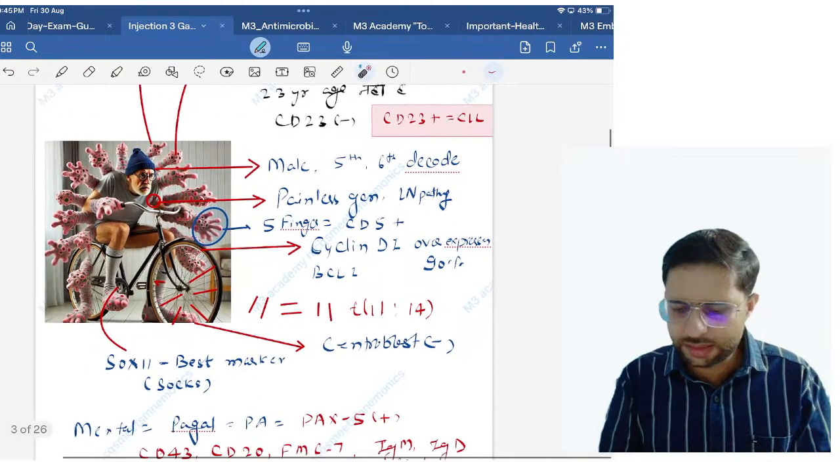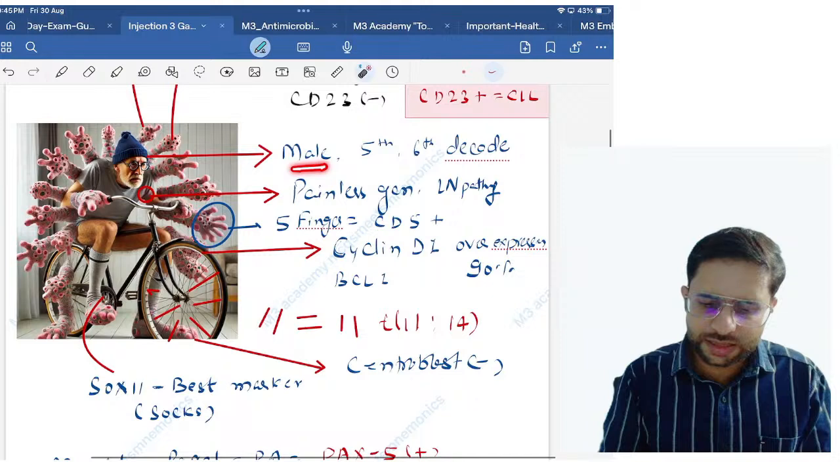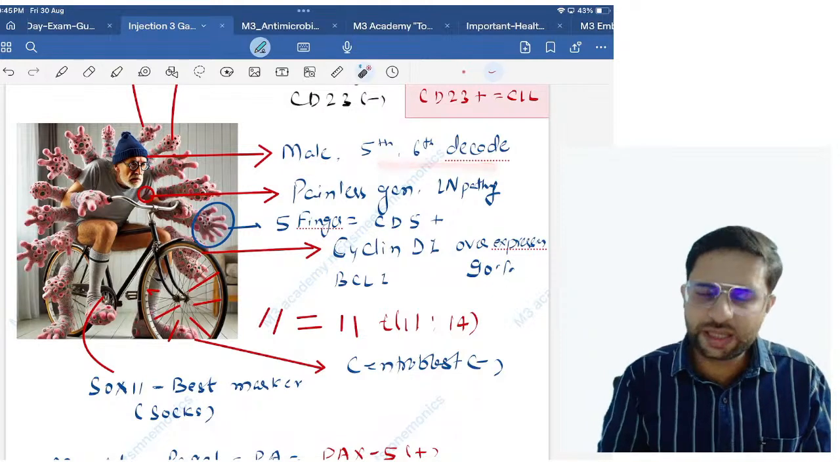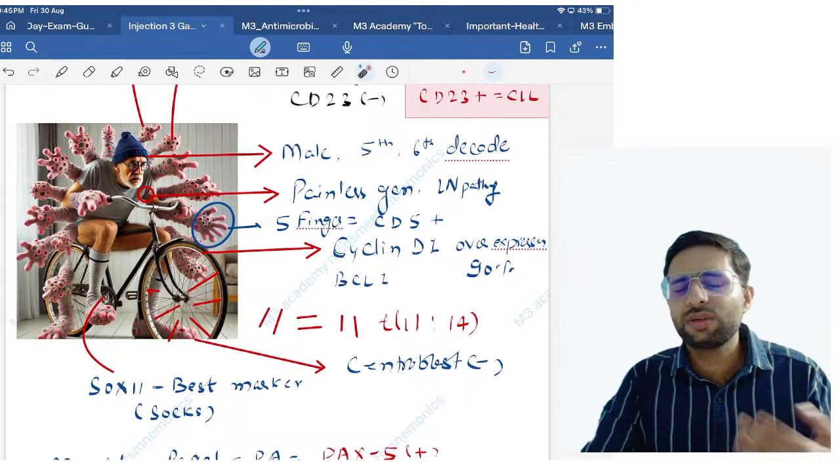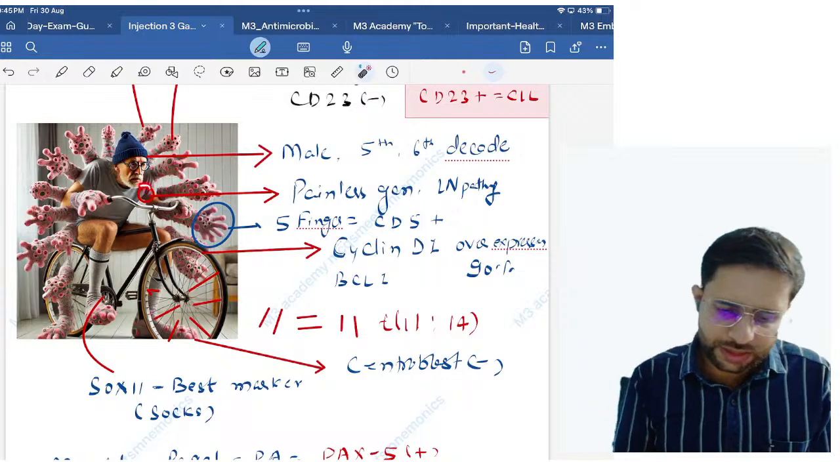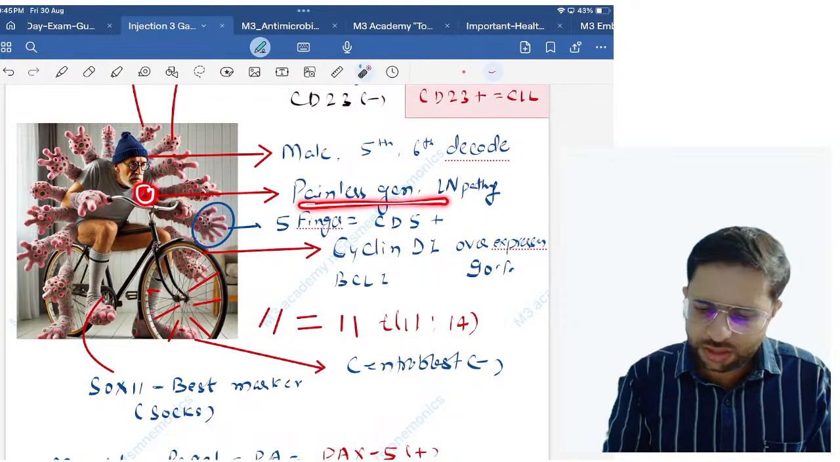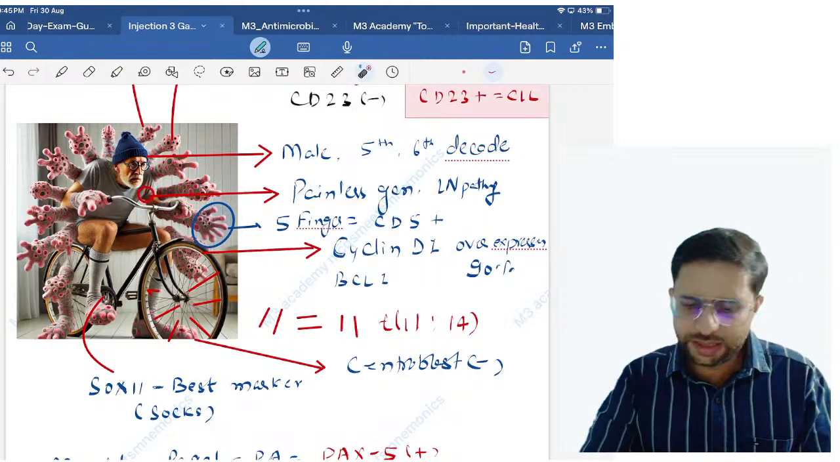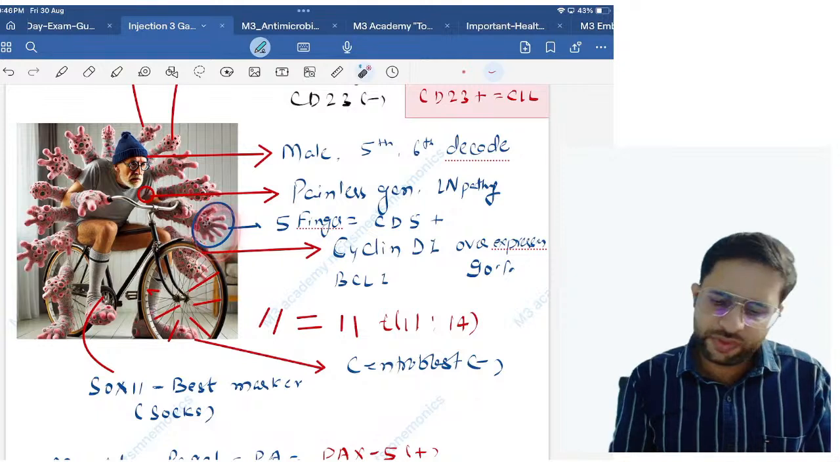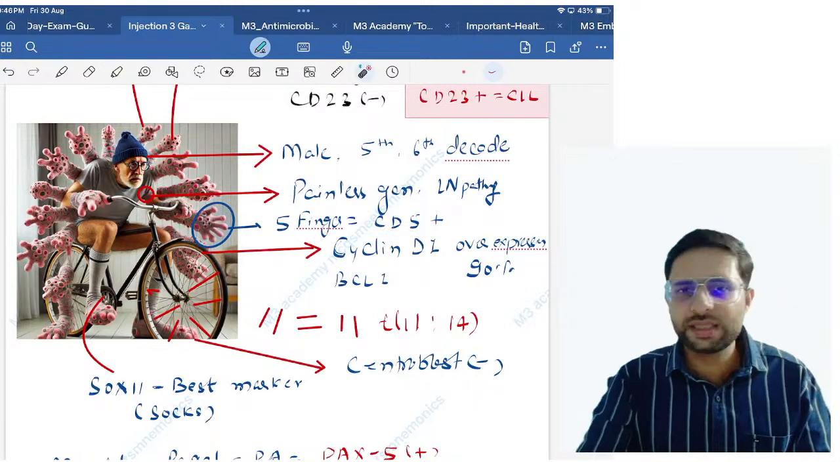Yes. As you see in this picture, this mantle person is a male, and this looks like the fifth to sixth decade. So this is common in males, and common in the fifth to sixth decade. And you can say this side is a lymph node, so painless generalized lymphadenopathy is there. And you can see these are 5 fingers. So 5 fingers means you can relate CD5 is positive.